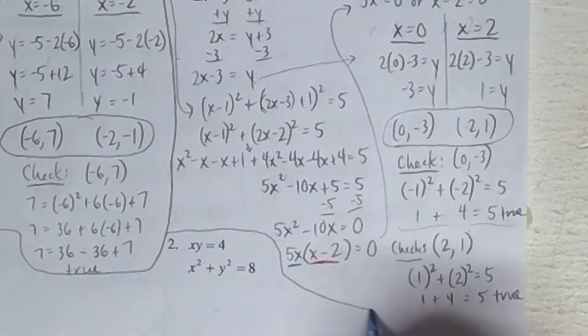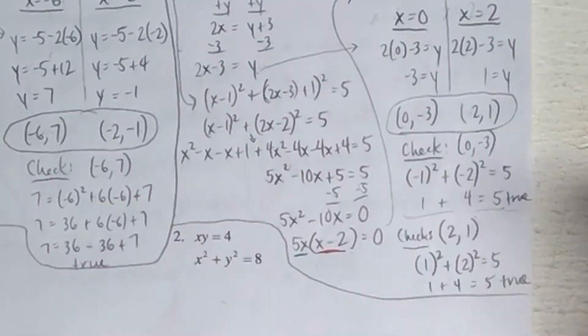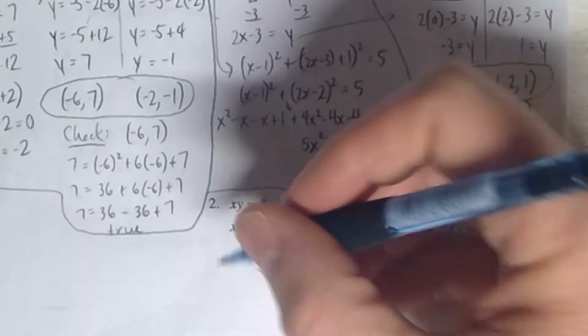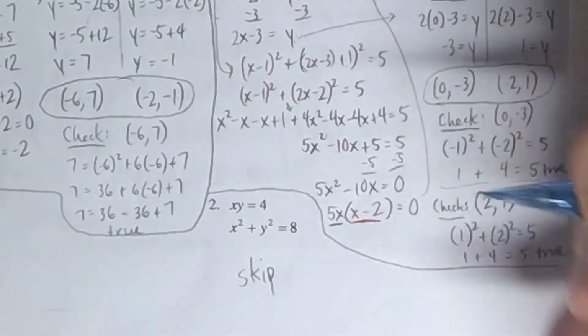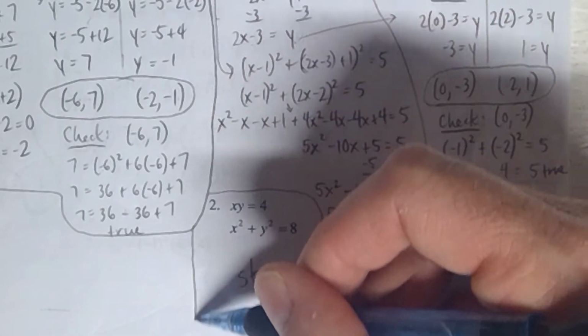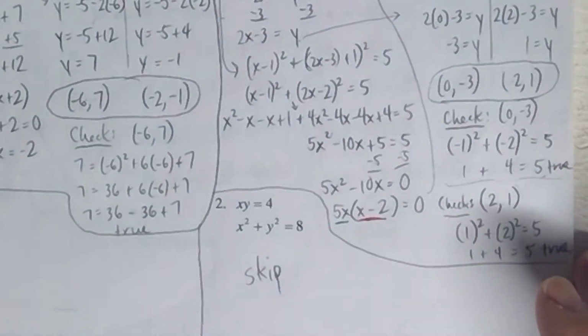Okay, now what we're going to do here is I'd like you to try number 1 right now. We're going to skip number 2. You don't need to do that one. That one's a little bit different than the others, but we don't need to worry about that. If we do number 1, we'll be fine.